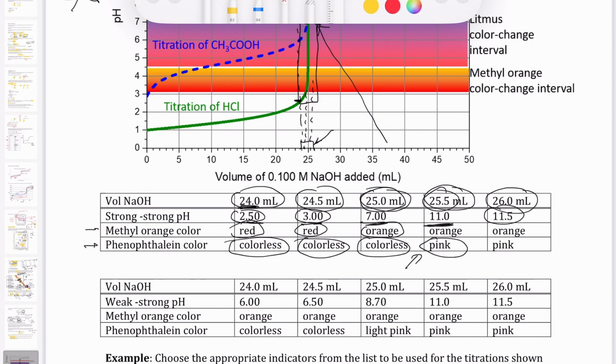So we'll go past a little bit of the equivalence point, but it's such a small drop that it's within the experimental error that we can tolerate. So in other words, for strong titration, both methyl orange and phenolphthalein work well for determining the equivalence point just by looking at the change in color. Okay, hopefully that idea makes sense to you.